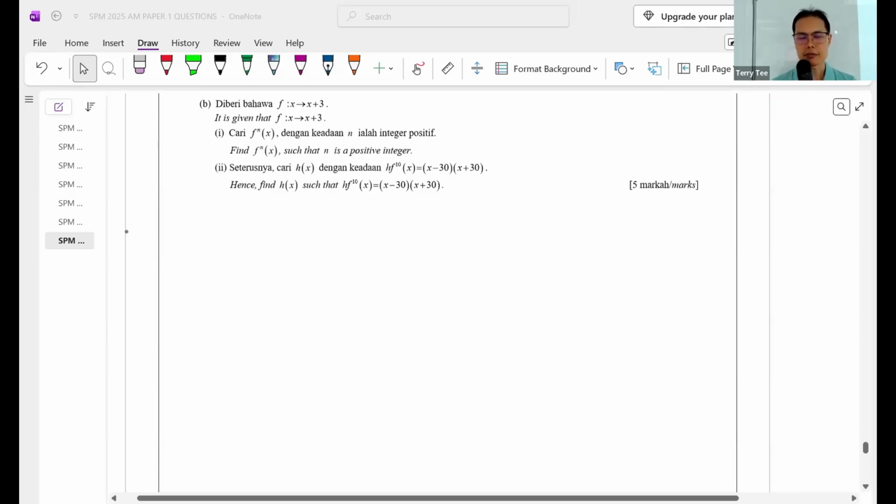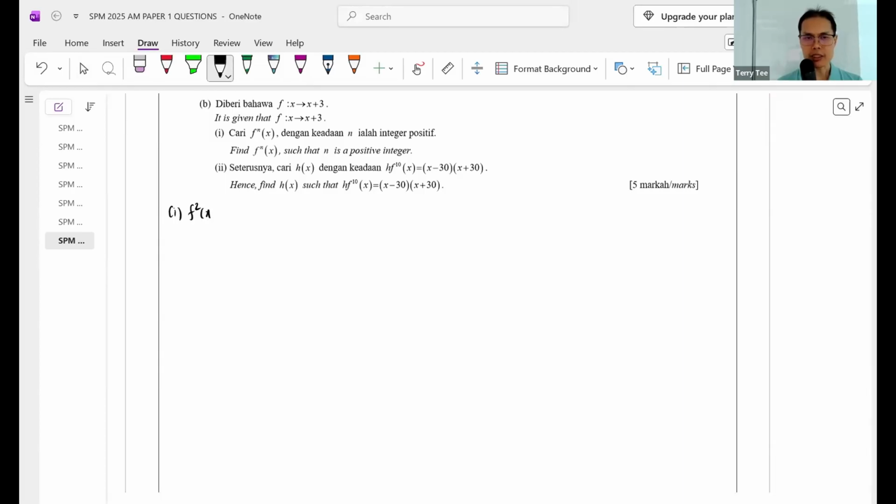Next one, part B. This is what we call iterative function or repeated function. Here you're given f(x) equals x plus 3, find f^n(x). Before you find f^n(x), you're expected to show by induction. What is f^2(x)? f(f(x)), and your f(x) is x plus 3. You put x plus 3 inside the bracket plus 3. I hope you know f bracket is bracket plus 3. If I put x plus 3 here, I must write x plus 3 here. So this will give us x plus 6.